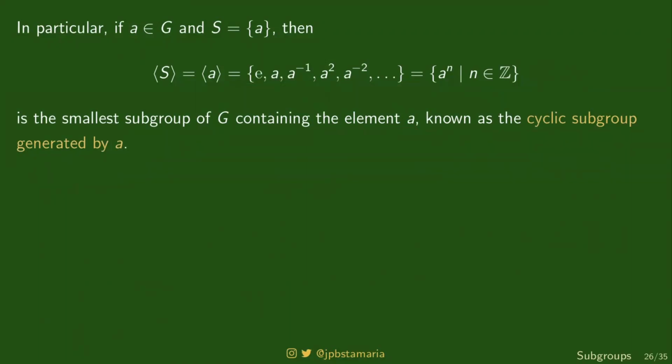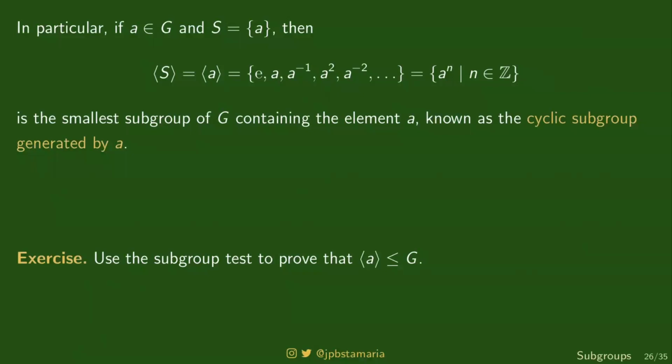Kapag ang subgroup mo generate ng isang element, we call it a cyclic subgroup generated by A. Mamaya ipapaliwanag ko bakit ginagamit natin yung word na cyclic for this type of subgroups. So anong gagawin mo to get the cyclic subgroup generated by an element? You simply take the integer powers of A. They will form a subgroup according to a previous slide.